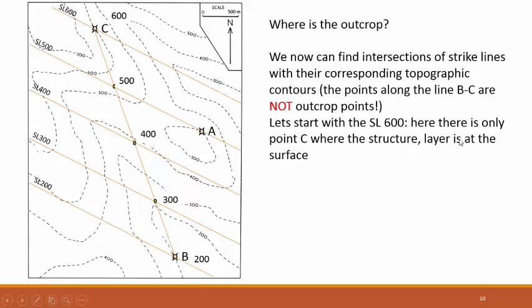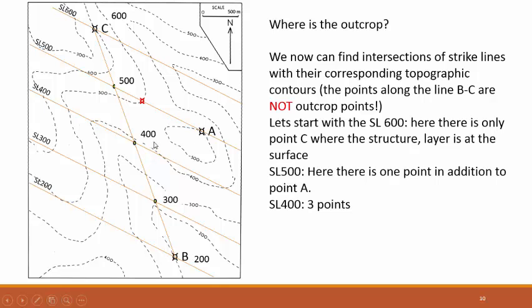Let's start with the 600 meter contour line. We just investigate the 600 meter structural contour. Here it is. Here it intersects with the 600 meter topographic contour at point C. Nowhere else does this strike line intersect with the 600 meter topographic contour, and that means point C is the only point where we have an outcrop along the 600 meter strike line. Let's inspect the 500 meter strike line. Here along the 500 meter strike line we have, of course, an outcrop here at point A, but we have another point here. At this point we will find our outcrop.